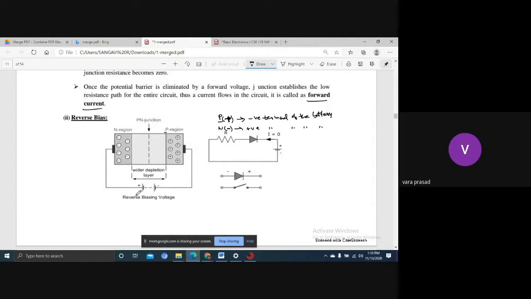When it is in reverse bias, what is going to happen? This diagram is very important. The N region, which is negative, is connected to the positive terminal of the battery. I will draw it in a simple way. Here this is positive and this is negative. The positive line is very big.